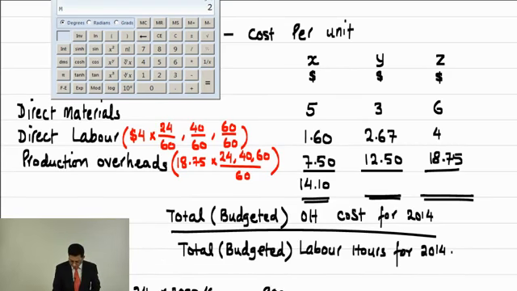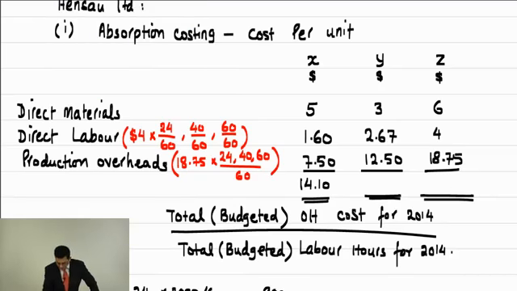So 3 plus 267 plus 12.50, 18.17, and finally 28.75. That's the full cost of 1X, 1Y, 1Z using absorption costing. Okay, now let's do the activity based costing.